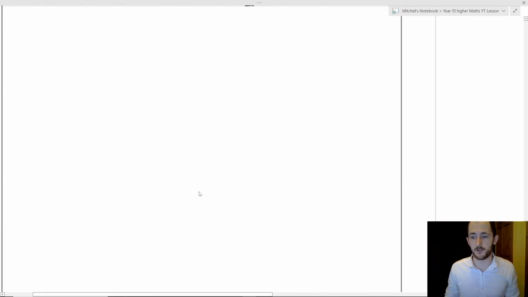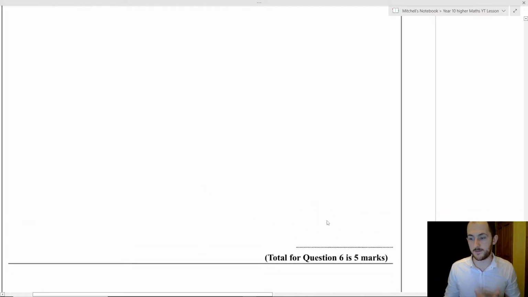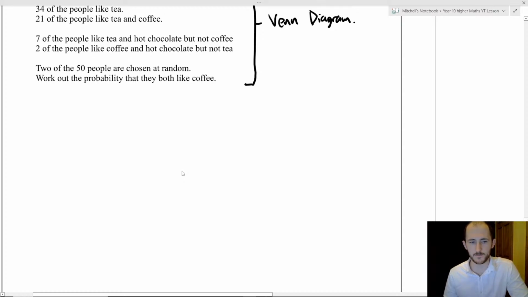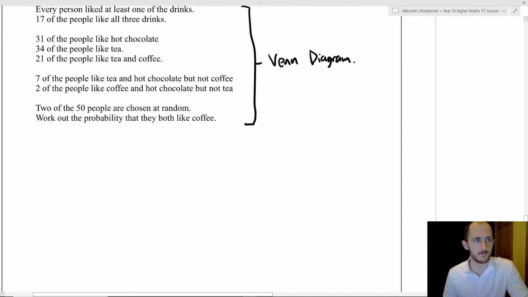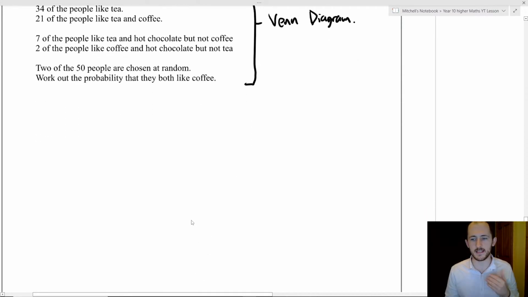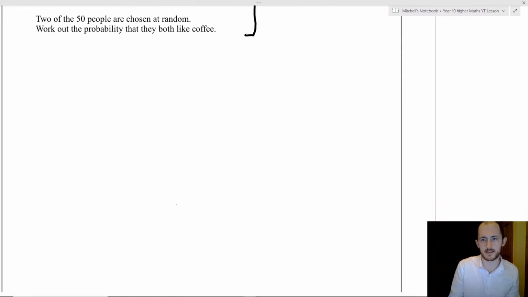So we have to draw a Venn diagram. Is everyone okay? And this is a 5-mark question. Is everyone okay with what a Venn diagram is? Hope so. Okay. So what we need first is a circle for each of these 3 things, and they need to overlap. So this is where things get a bit messy.